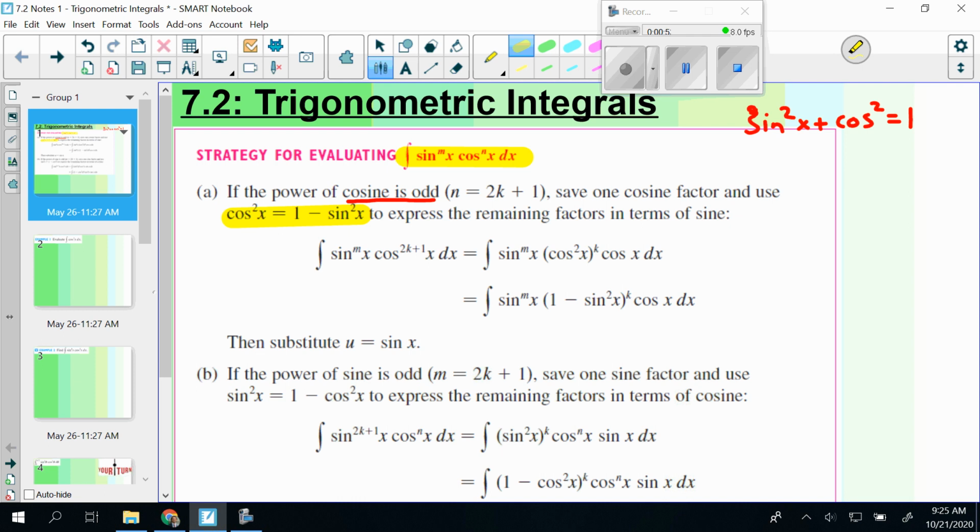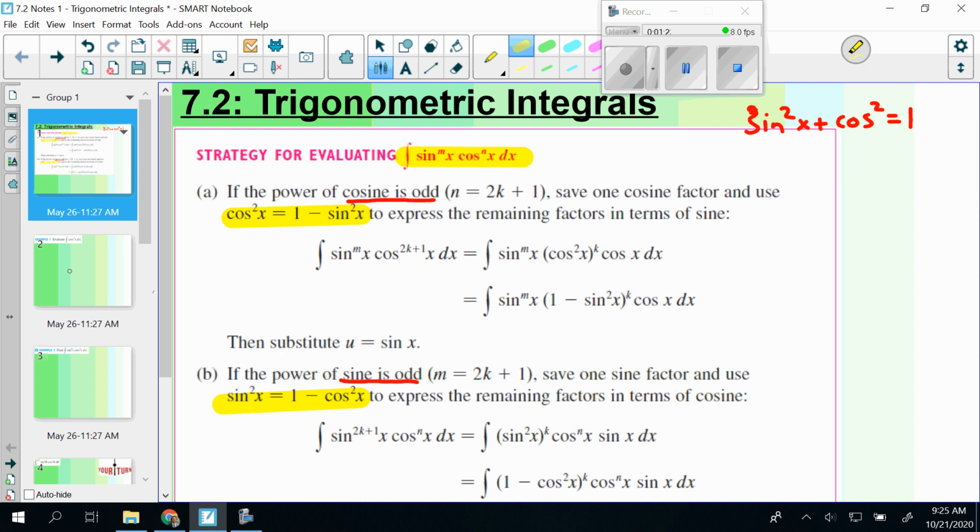If we have one where sine has the odd power, we're going to make a very similar substitution, except we're going to do it the other way and substitute the even powers of sine using sine squared equals 1 minus cosine squared. So using that same Pythagorean identity, just changing it to help us depending on what the problem looks like.